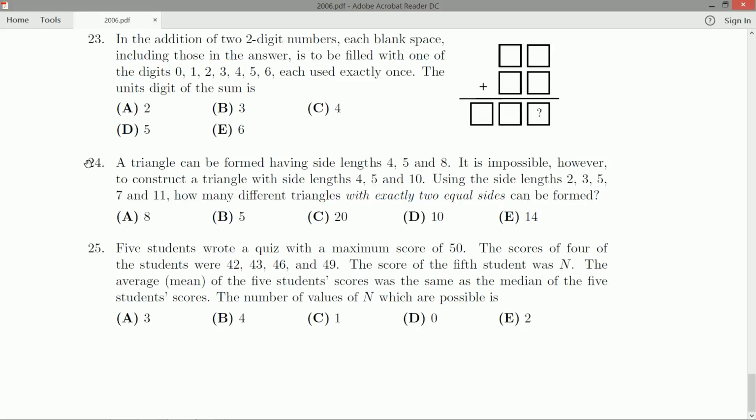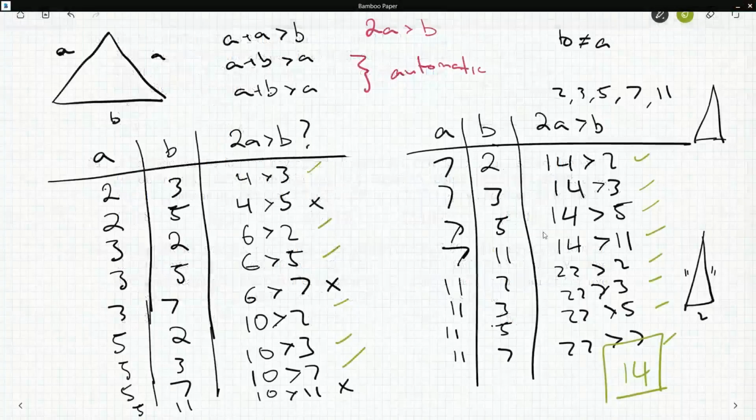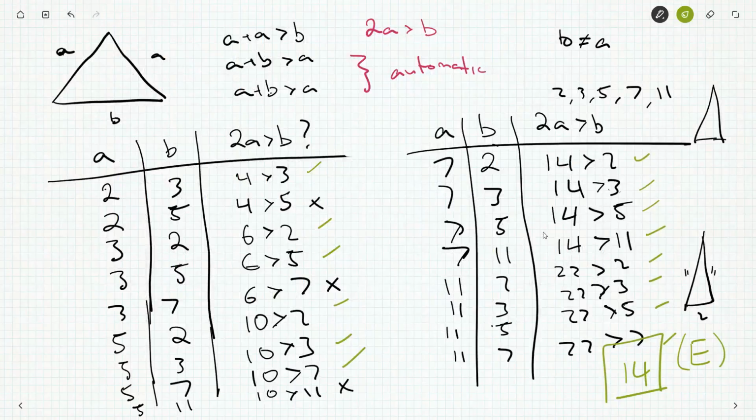So 14's here. 19, however, suspiciously not on the list. 20 is. But we're not getting anywhere near 20. So 14 is a safe thing to go with, and we actually have the numbers to back it up. So there we go. E, 14, and that's going to be our final answer.